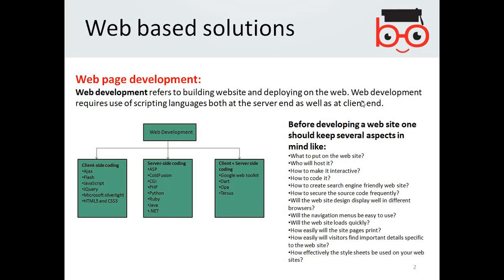over the internet. Web development requires the use of scripting languages both at the server end as well as at the client end. Scripting languages are web-based languages. They can run on either the server or the client. Probably you remember that we discussed JavaScript last time. When you say a script, it means a piece of code. When it runs on the server, that would be a server-side script, and when it runs on the client, then it would be a client-side script.